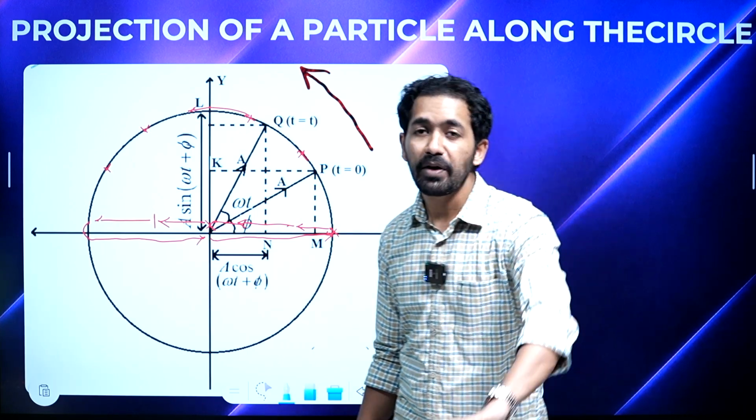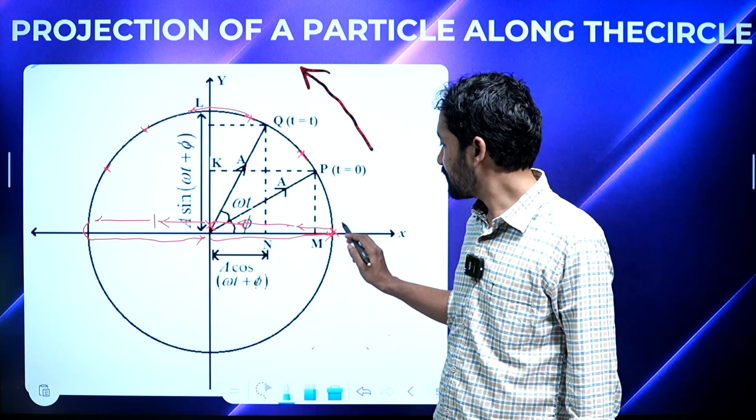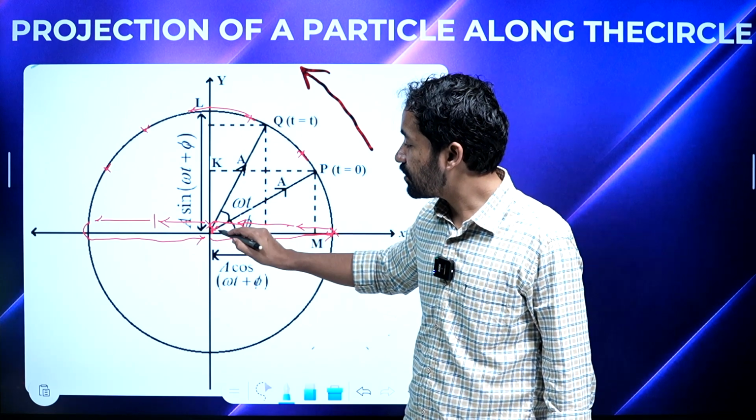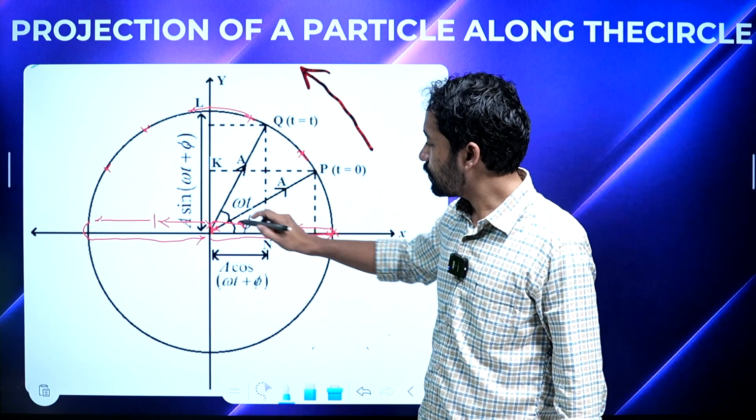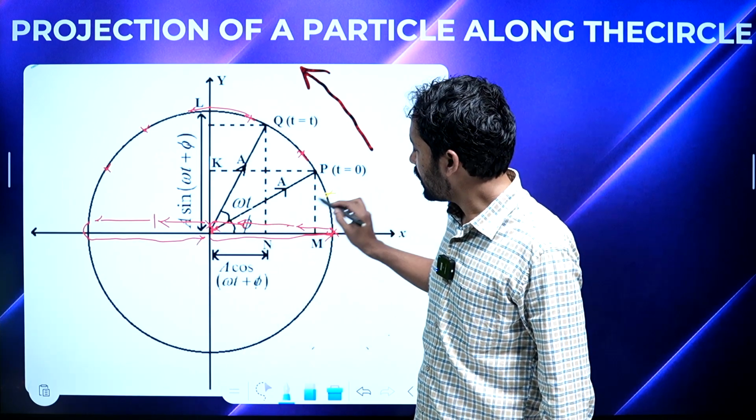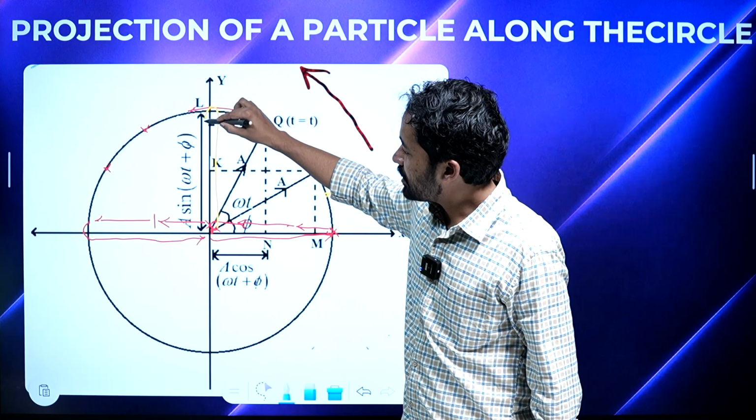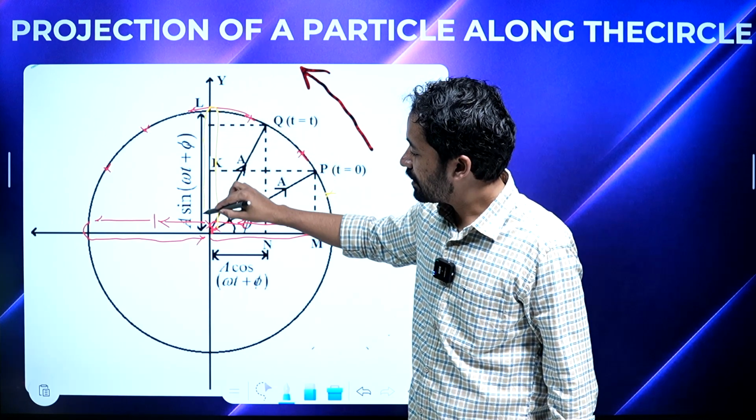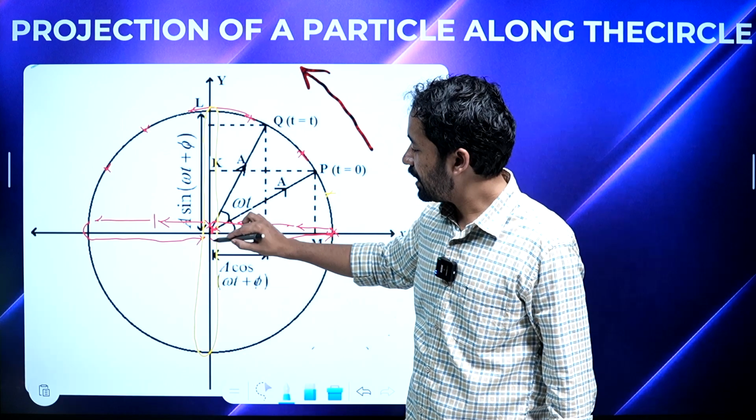Now for the same particle, for the same position, let's see what is happening to the y-axis. When you started, the projection was 0. And as you kept moving higher, the projection increased. Now on reaching here, it started decreasing again. It reached 0 again at the negative maximum and then again back to 0.